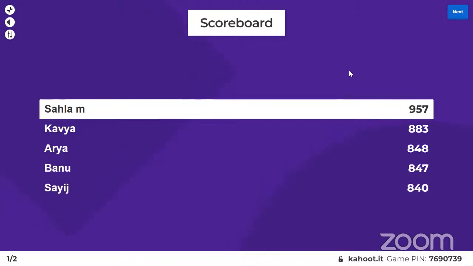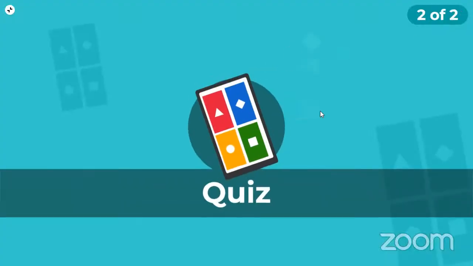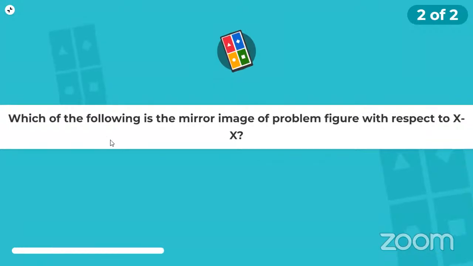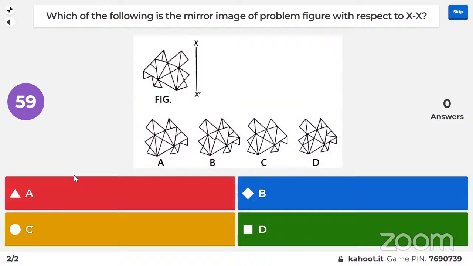All right, so we have one more question in the demo session. Let's move on to that question. This is the next question. All the rules are the same. On the left side you can see the timer. At the bottom right you can see the options. Here you can see the question. Any images will be displayed here.